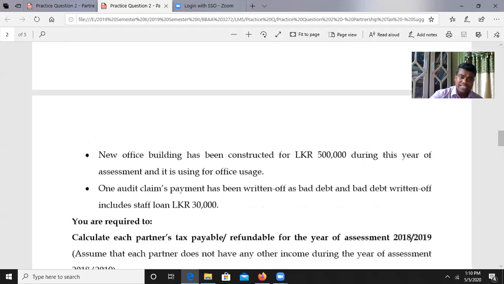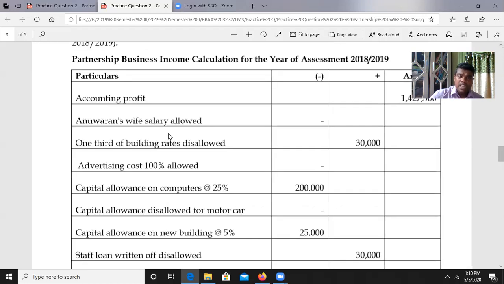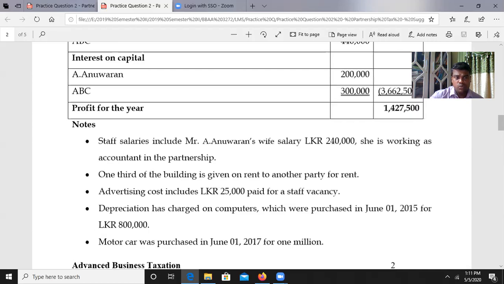That's why you can see in the calculation that Anwaran's wife's salary is allowed, but you can't deduct it again because you already deducted it in the financial accounting profit calculation. So that is right for taxation. For that purpose, you don't need to make any adjustment, right? That's why I included a dash in the minus column. That means we already deducted it. Then we can move on to note number 2.